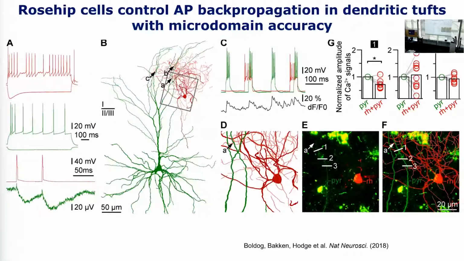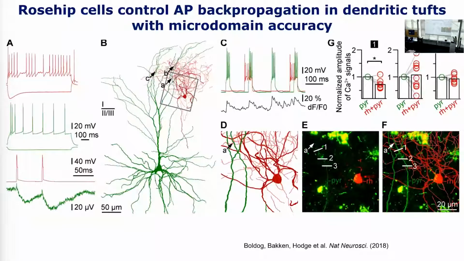And if you look at the position, here is the axon of the Rosehip cell, here is the dendrite of the pyramidal cell, image spots number 1, 2, and 3. And we see the effect at point number 1, which is about 5 micrometers from the actual synapse between the presynaptic axon and the postsynaptic dendrite.